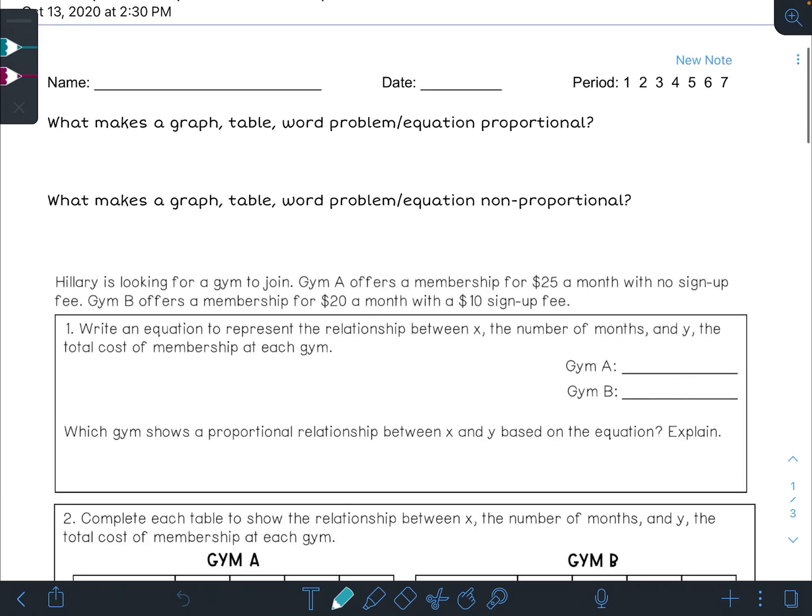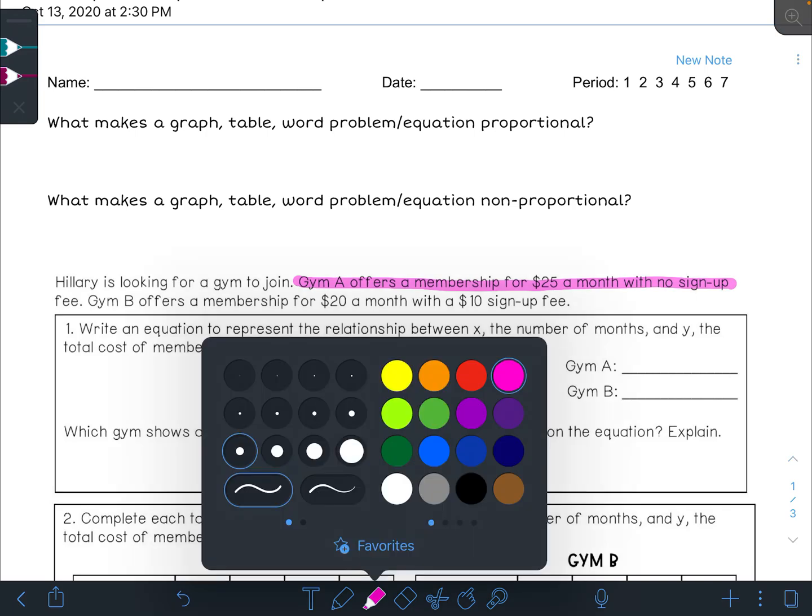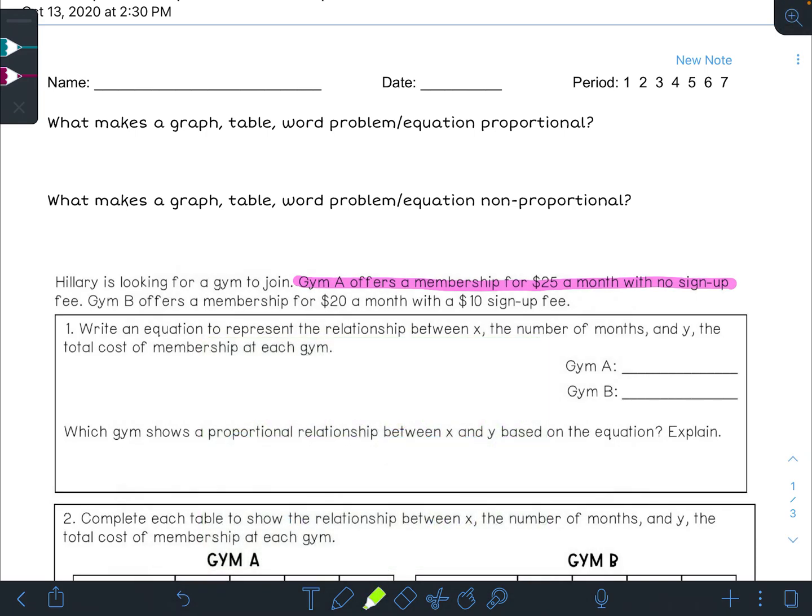So Hillary is looking to join a gym. Gym A offers a membership of $25 a month with no sign-up fee. And then Gym B offers a membership for $20 a month with a $10 sign-up fee. I don't want you to freak out because this looks a little bit different. You're used to writing expressions from word problems, so this is exactly what we were doing. We're just going to use it in a different way this time. Instead of making them equal and trying to solve, we're going to do something a little bit different.